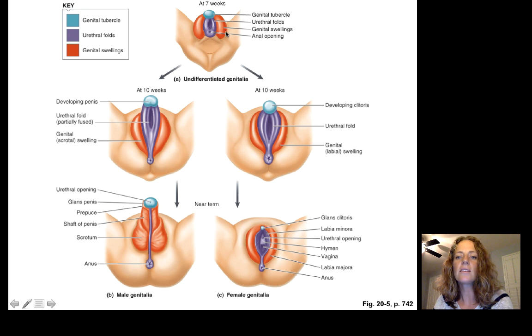So this is the undifferentiated genitalia, which starts out with these general structures, and if testosterone and dihydrotestosterone are present, then the male external genitalia, namely the penis and scrotum, will develop. If there is no testosterone and no dihydrotestosterone, then the female external genitalia will be maintained and differentiated.